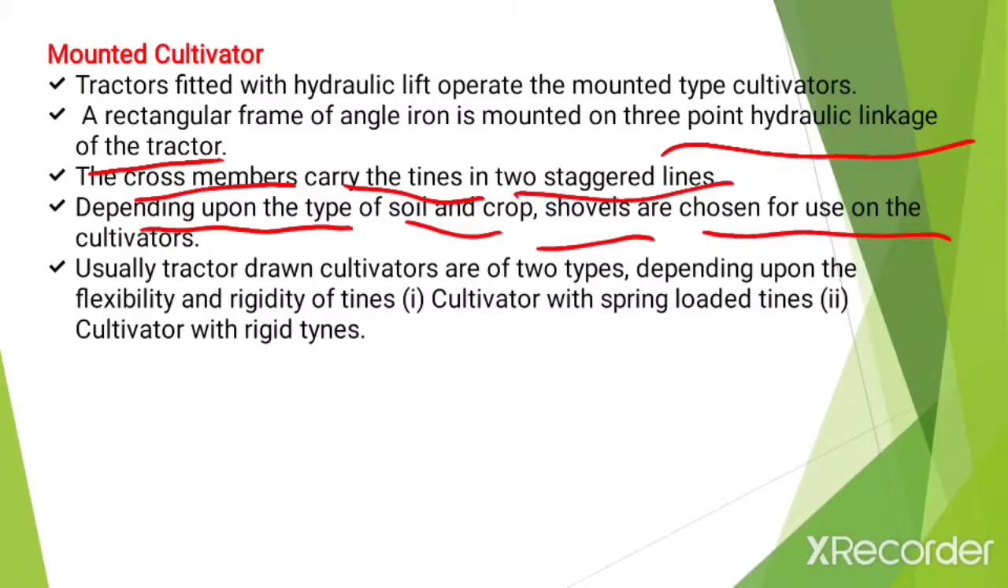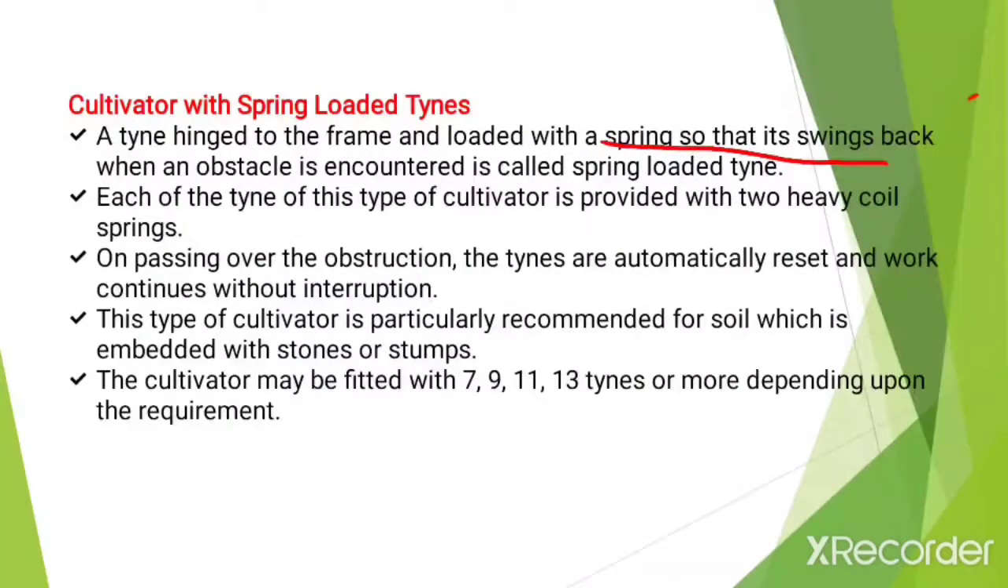Usually tractor drawn cultivators are of 2 types depending upon the flexibility and rigidity of the tines. First, the cultivator with spring loaded tines, and second, the cultivator with rigid tines. Now the next type, the cultivator with spring loaded tines. In this case a tine hinged to the frame and loaded with a spring so that it swings back when an obstacle is encountered is called a spring loaded tine.